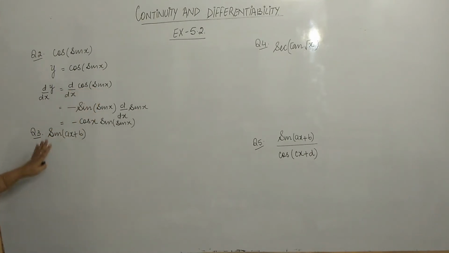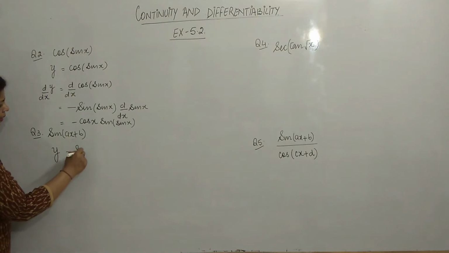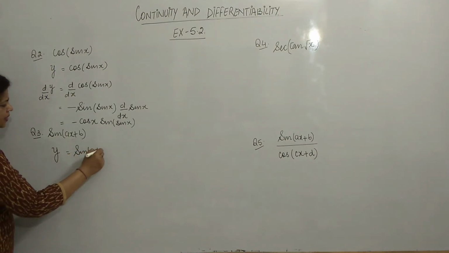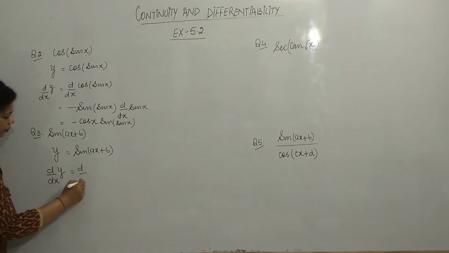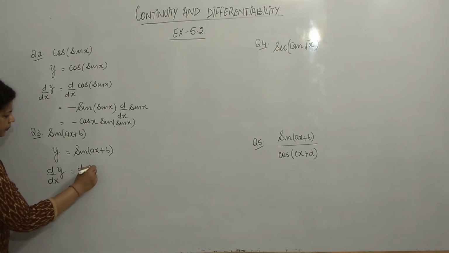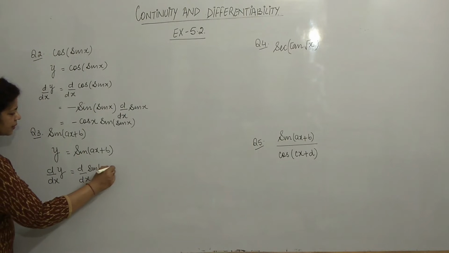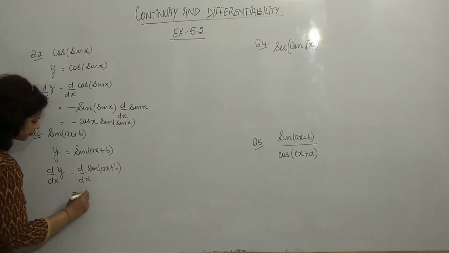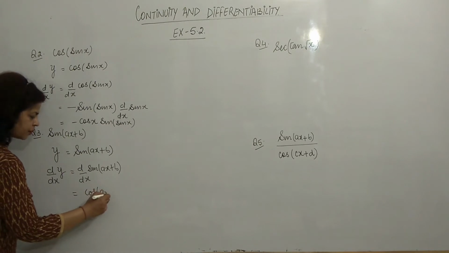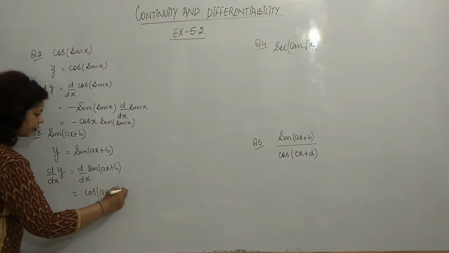Please. Now next question, sin(ax plus b). y is equal to sin(ax plus b). Differentiate both sides with respect to x. So apply the derivative d by dx. Sin(ax plus b). The derivative of sin(ax plus b) is cos(ax plus b). And what will happen now?